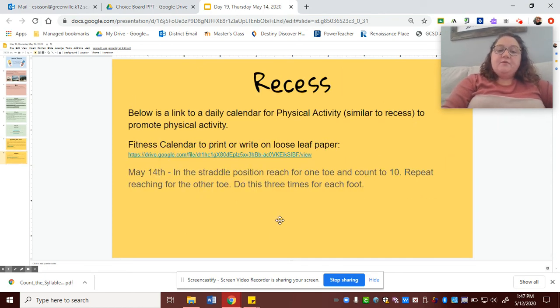And then today for your recess activity is in a straddle position. So with your legs far out from each other, you're going to reach for one toe and count to 10, and then reach for the other toe and count to 10, and do that 3 times. So you should feel that stretch through your legs.